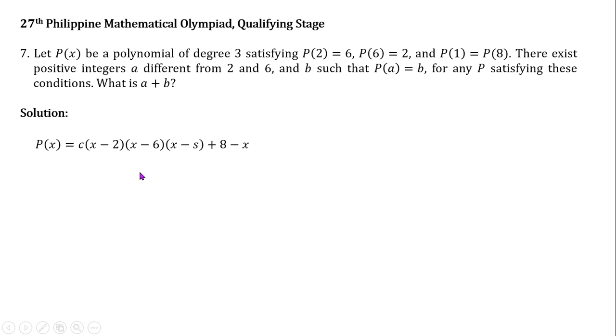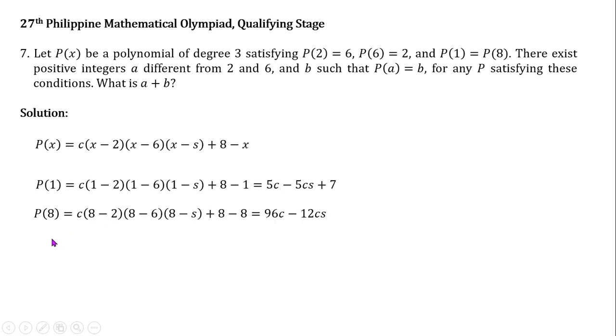In this representation, we can also observe that there are two unknown quantities, and we want to get rid of one of them so that we can simplify the equation. So how do we do this? We can use the condition p of 1 equals p of 8. Let's plug in x equals 1 first. We get p of 1 equals 5c minus 5cs plus 7. If we plug in x equals 8, we have p of 8 equals 96c minus 12cs.